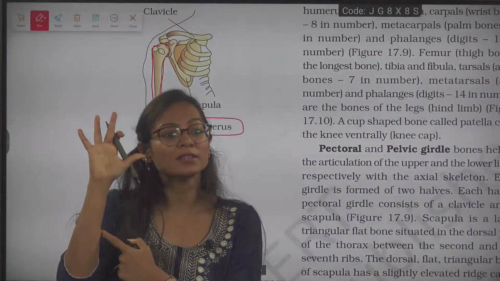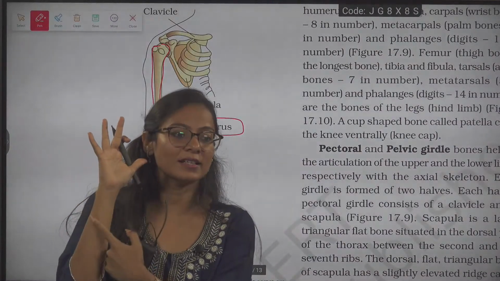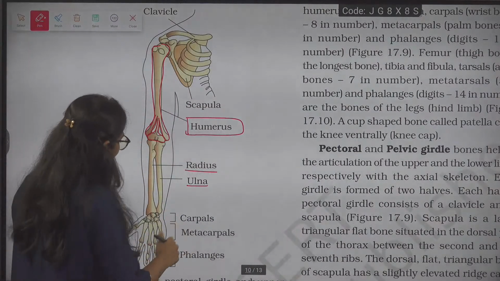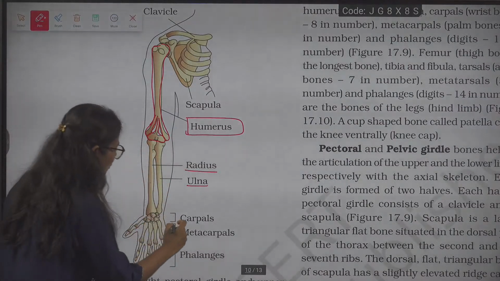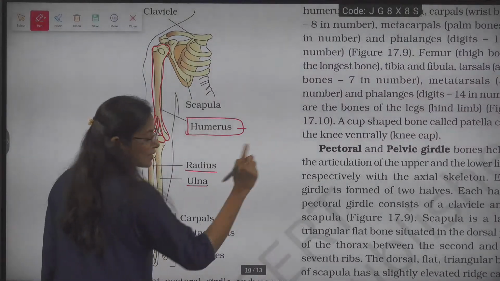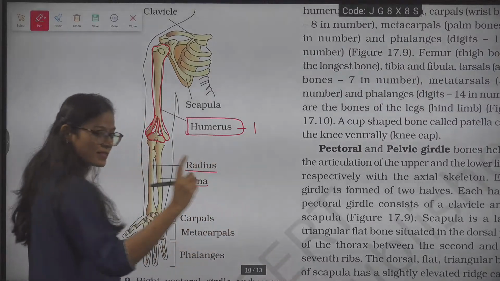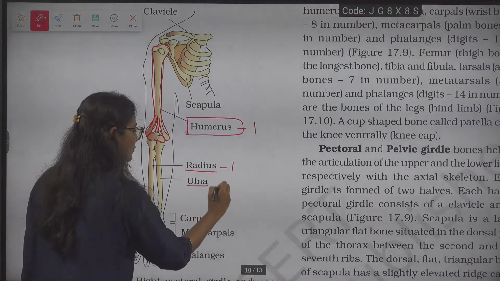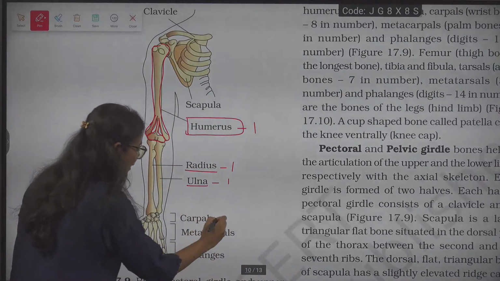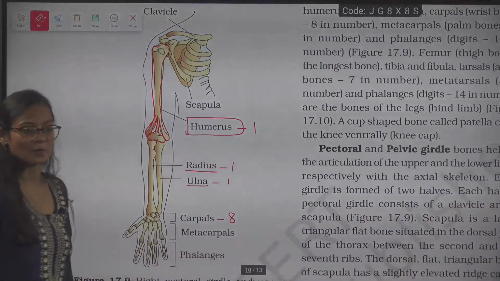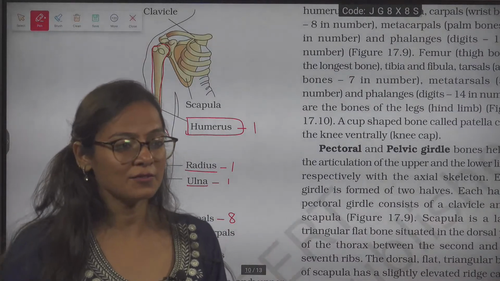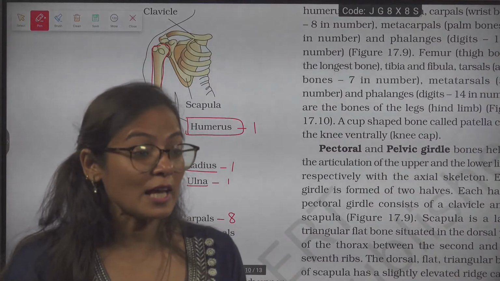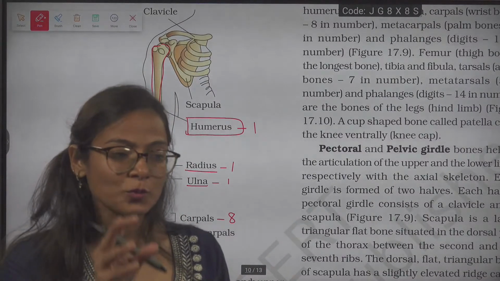You have the radius, and on the other side you will have the ulna. Then our wrist, the wrist bones, are also known as carpals. So I'll just number over here only. Humerus is 1, radius is 1, ulna is 1. How many carpals are there? 8 carpals, right?